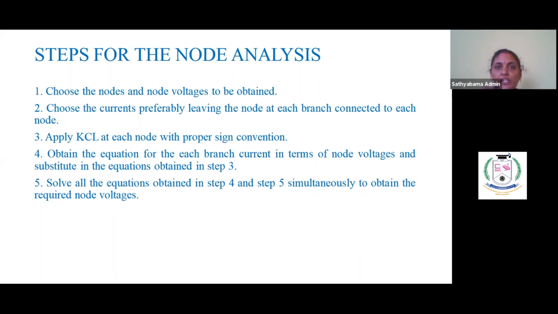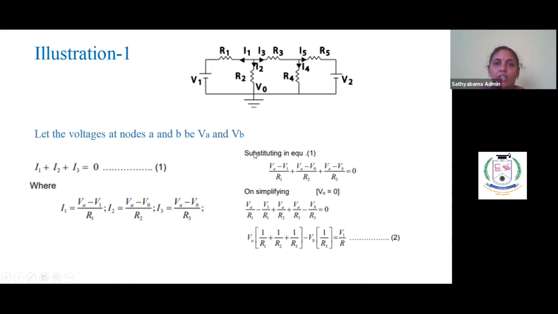Okay, now these are the steps. I will illustrate 2 methods here. One is by writing equations and the second one is by the inspection method. We will have a quick check of these 2 illustrations and then we will solve some problems. Okay, the first one. Now consider this circuit. We have 5 resistors R1, R2, R3, R4, R5 and 2 voltage sources V1 and V2.